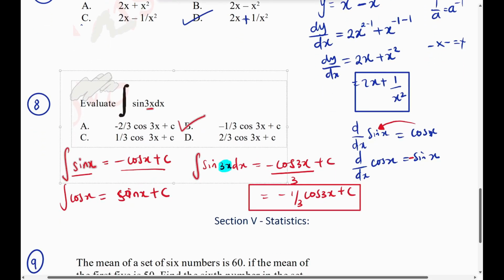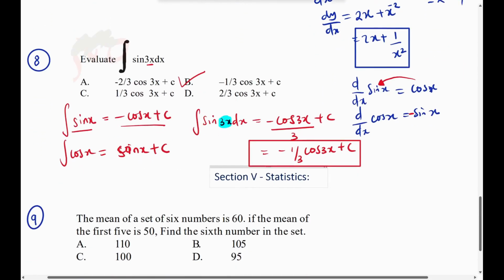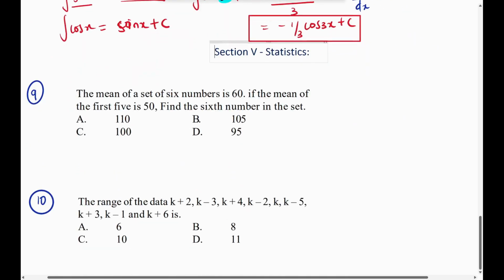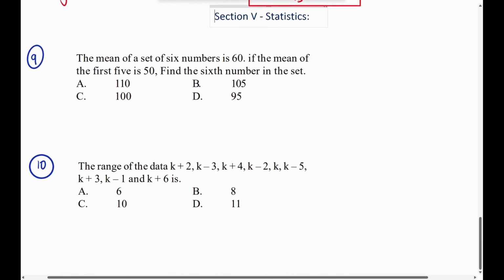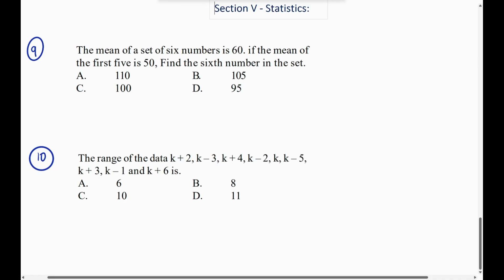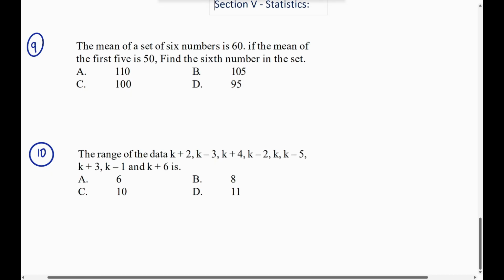Okay, let's move on very quickly into the next section we're heading towards, which is statistics. So now we're in statistics, which is the last section here. I'm so happy. I hope you're happy too. All right. The first question says the mean of a set of six numbers is 60.